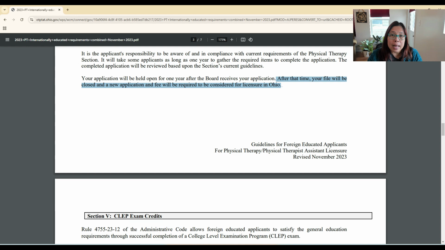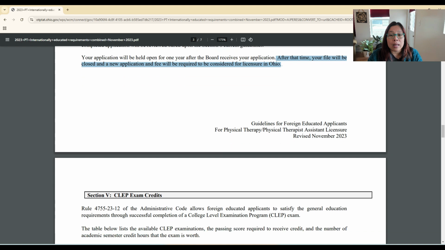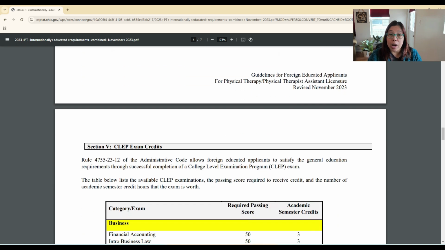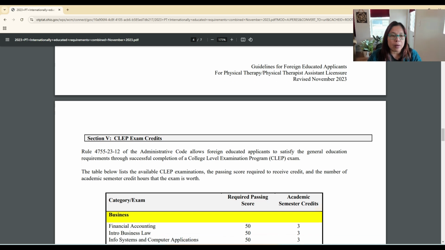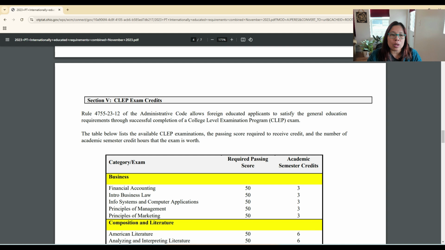You have 1 year to complete all the requirements. If 1 year passed and you did not complete all those requirements, then you're going to be back to zero. They're not going to refund you, okay? So it's almost the case in most of the states. 1 year, your file is open within a year. Okay, so they also specify the CLEP exam credits.